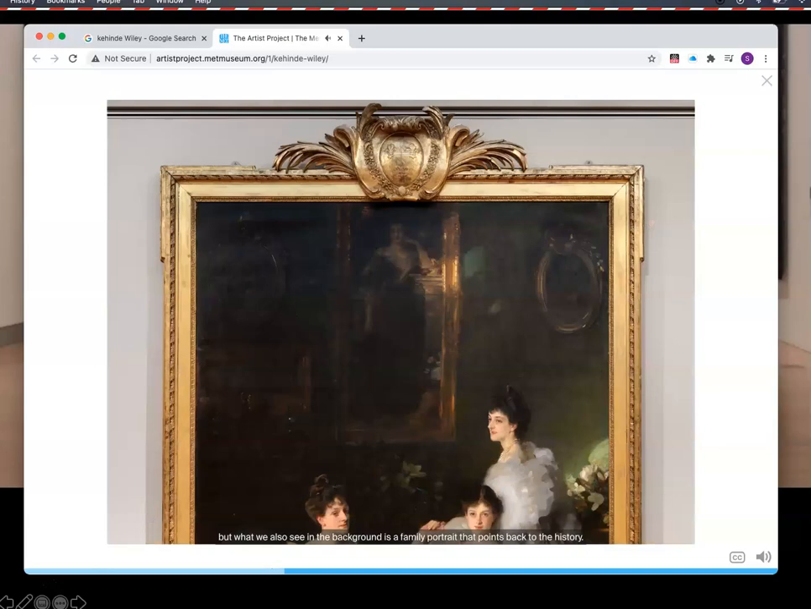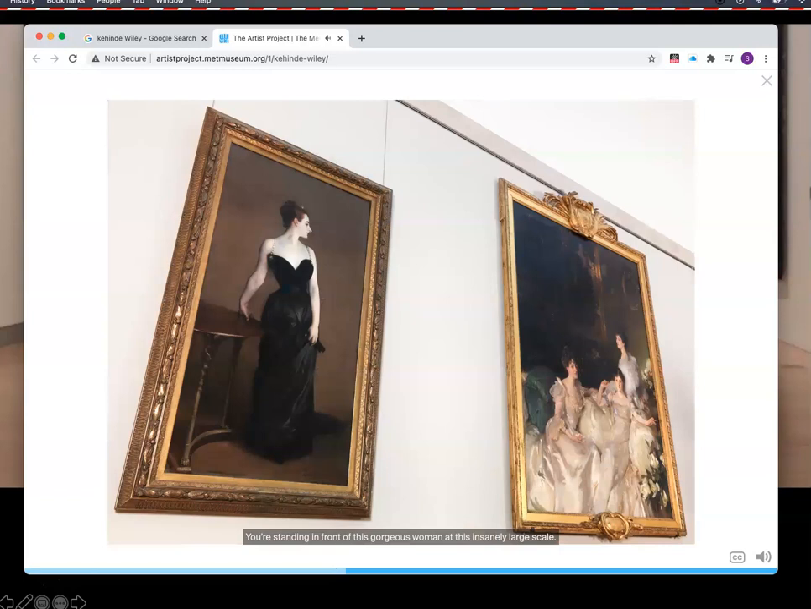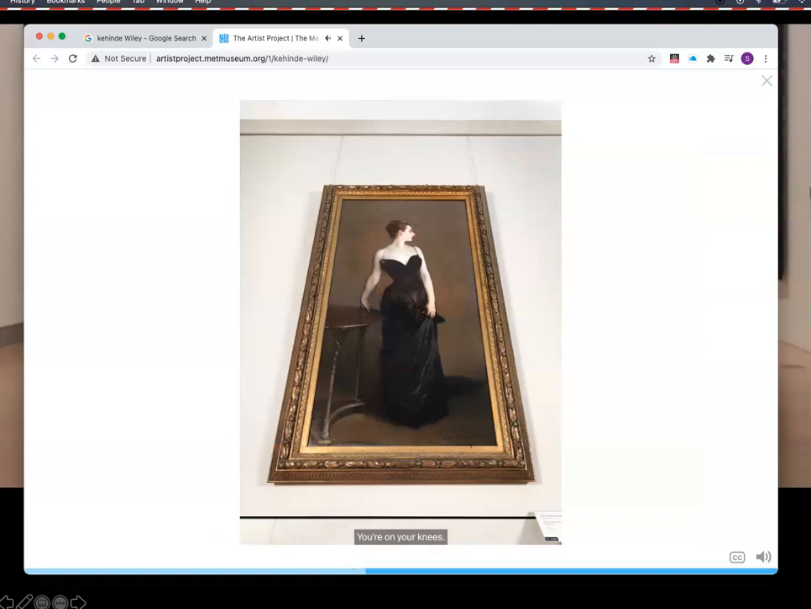And so it's about painting convincing us about our undeniable place in the world. There's a power relationship here. You're standing in front of this gorgeous woman at this insanely large scale. Where would you be if you were in that room? You're on your knees.